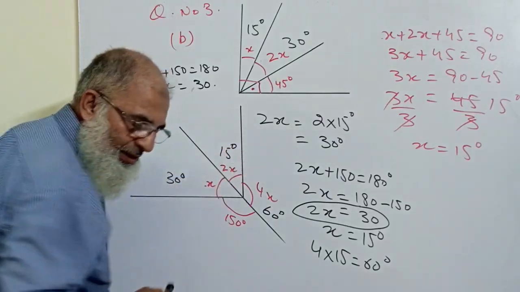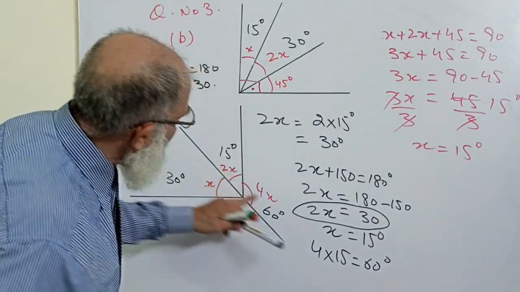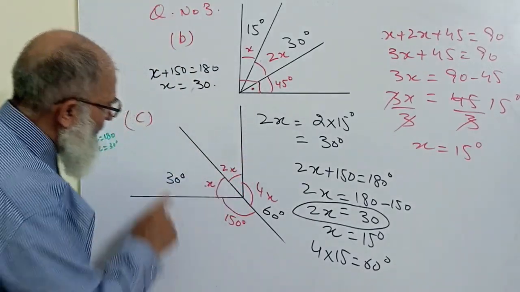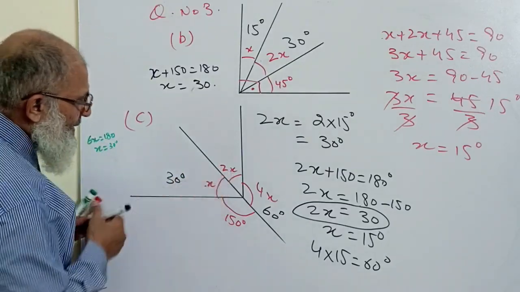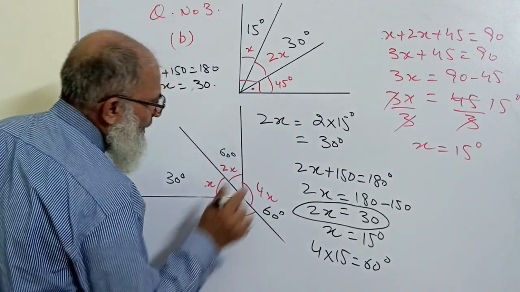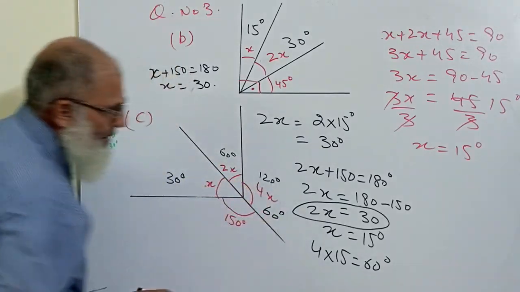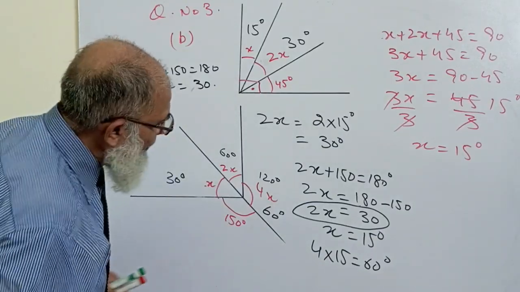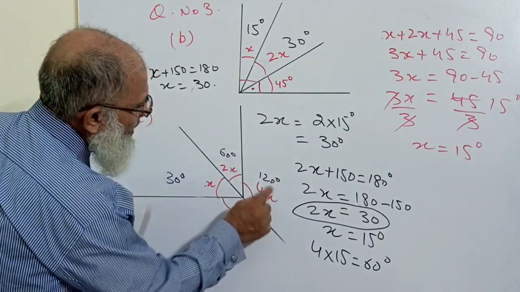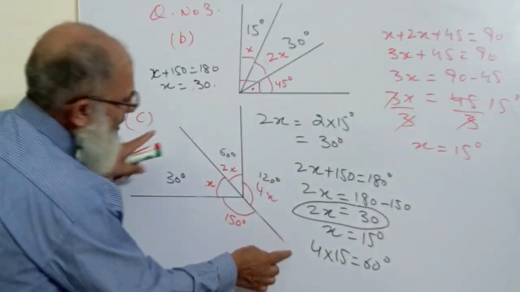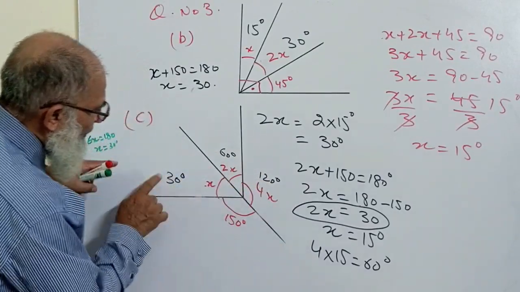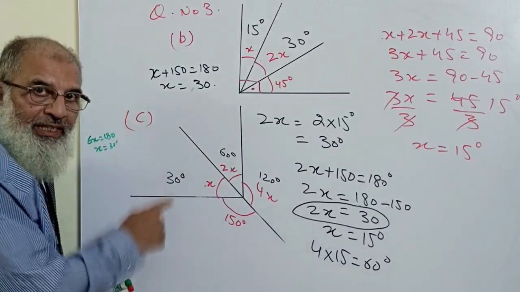And what about this? Now this is 2x and this is 4x. 2 multiplied by 30 is equal to 60 degrees, and 4 multiplied by 30 is equal to 120 degrees. Now you can also verify it from this side also. This is the same line. This is 120 degrees, 60, that means 120 plus 60 is 180. And 150, 30, 180. So this is correct.